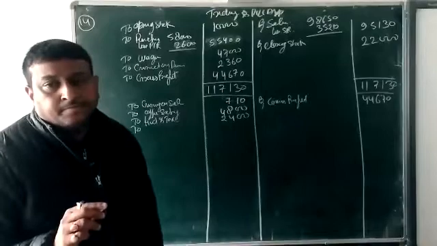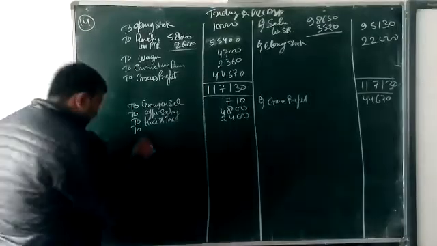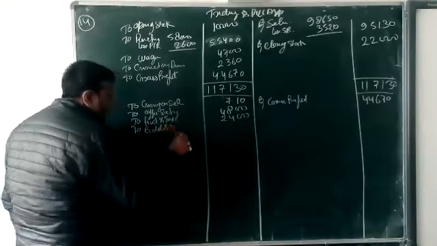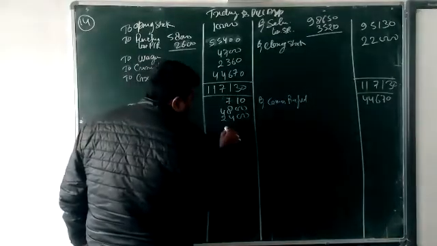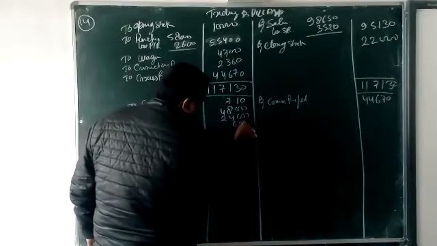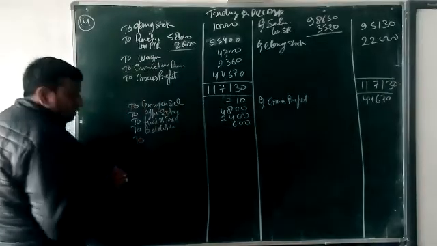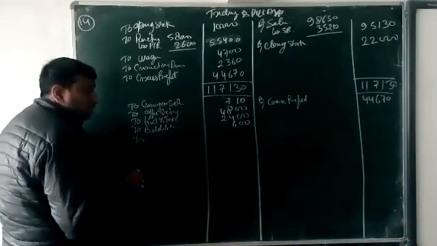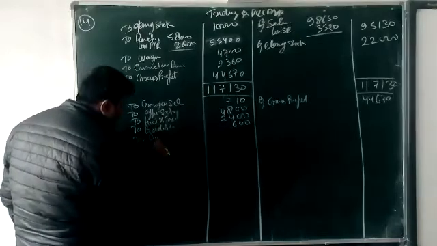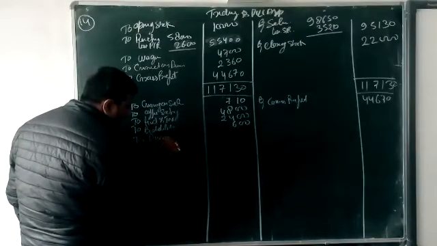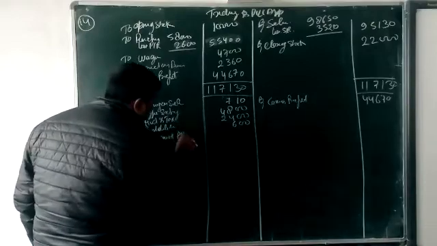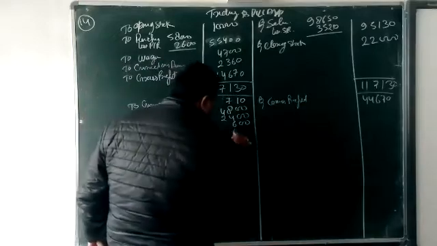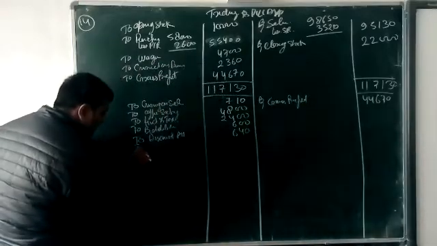Next, bad debts, amount 600. Next, discount allowed. What is the amount? 640. Discount allowed on this side, discount received on that side. 640.